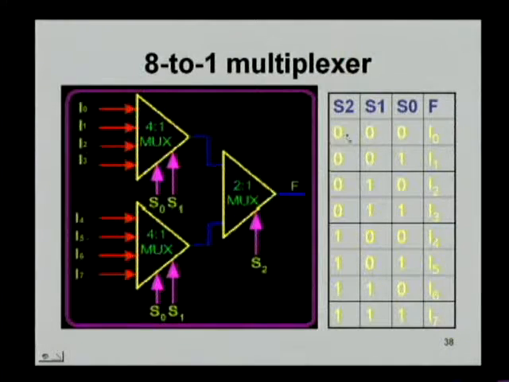Now for example, for the first combination, S2, S1, S0 are zeros, that is S0, S1 are 0 as well as S2. Since S0, S1 are 0, I0 will be connected to the output of the first layer multiplexer, and that is the input to the second layer multiplexer. And since the second layer 2 to 1 multiplexer has 0 selection input, the first line will be connected to the output. Hence for 0 0 0 selection lines, I0 will be connected to the output of the multiplexer. This same logic we can apply for all other inputs.